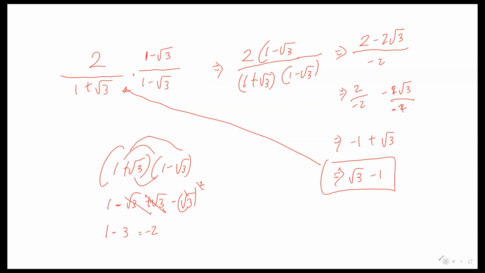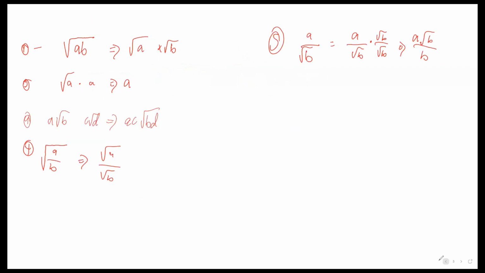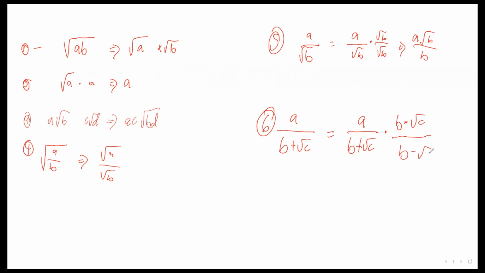And let's write this here. So let's see, we have 6, we got 6 rules. So we have A divided by B plus root C equals A over B plus root C multiplied by B minus root C divided by B minus root C.